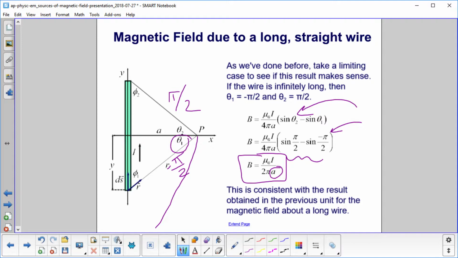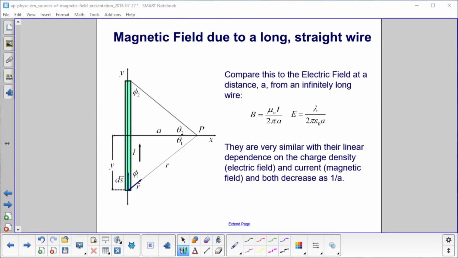That is consistent, it's the same as the result we obtained in our previous unit for the magnetic field about a long current-carrying wire. Compare this to the electric field at a distance a from an infinitely long wire. We did that certainly during the Gauss's law unit of this course. We have the magnetic field, which we just calculated now, from a long wire, and here is the electric field, again at a distance a. They're very similar. They have a linear dependence on the charge density, all right, for the electric field, and then the current for the magnetic field, and they both decrease as 1 over a, the distance away from the wire.